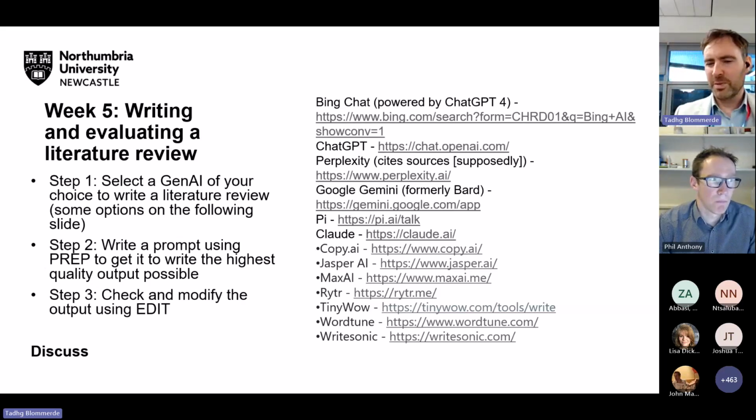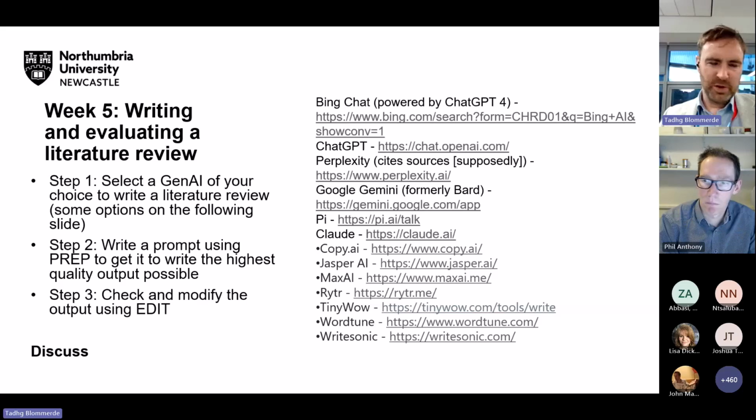or interpretivism, which I think was best for the research scenario. In the week 5 lecture, students used the Gen AI of their choice to write a literature review. So building on the lecture and using PREP, they used Gen AI to write a literature review. You can see on the right of this slide my curated list of 13.